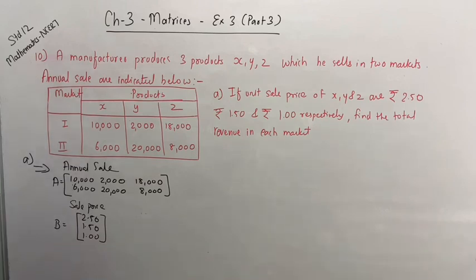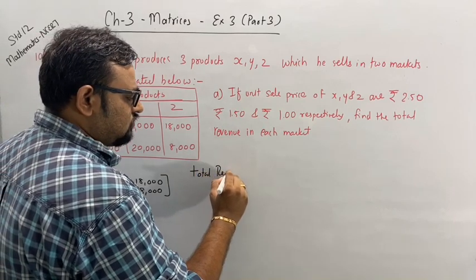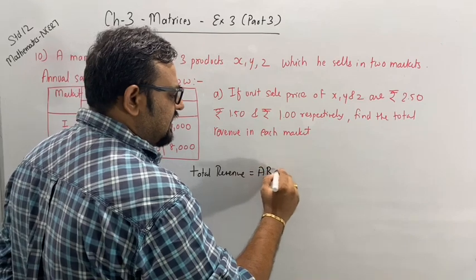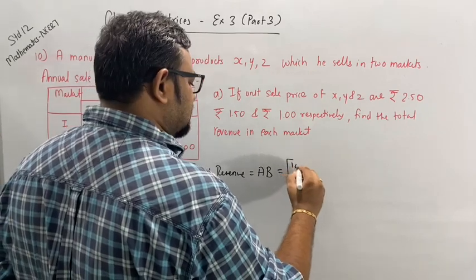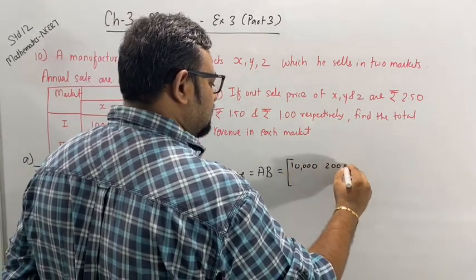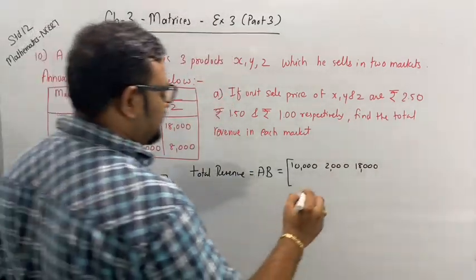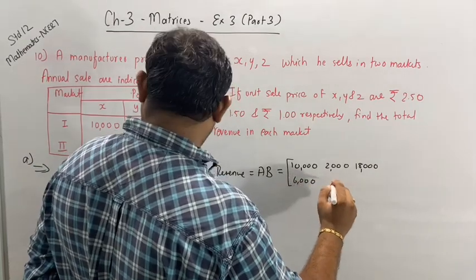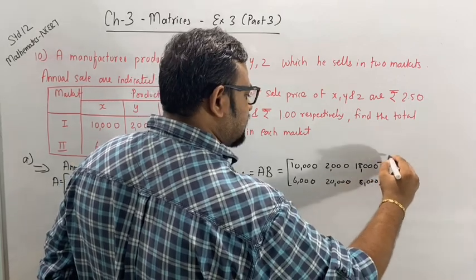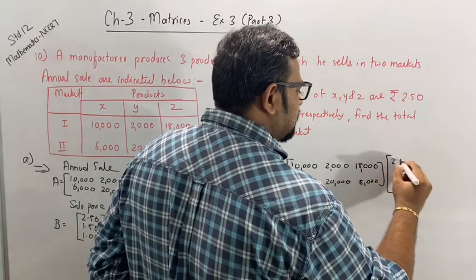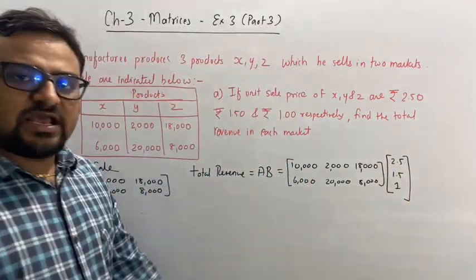Clear? So now for revenue, we compute AB. That is 10,000, 2,000, 18,000, 6,000, 20,000, 8,000, into B, which is 2.5, 1.5, and 1. Let's multiply.